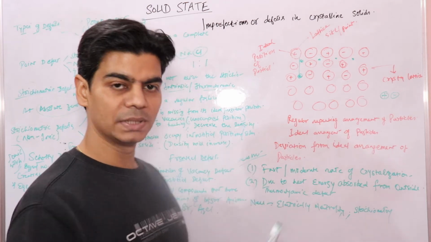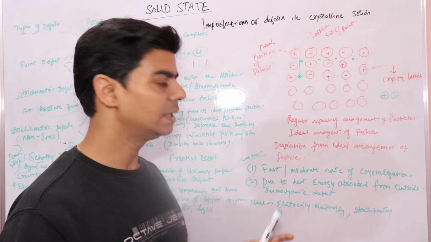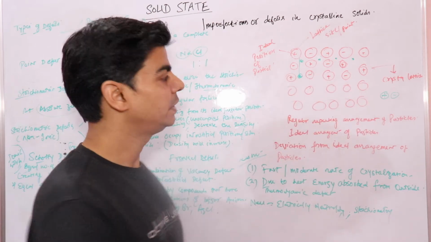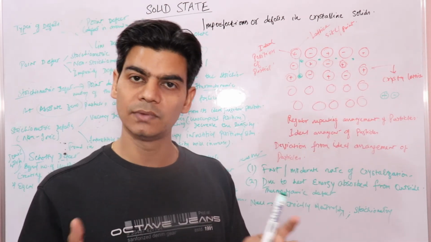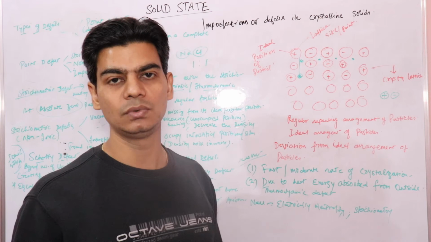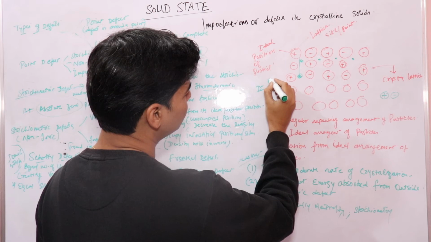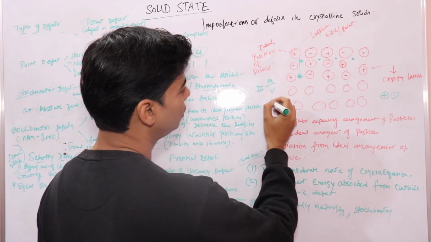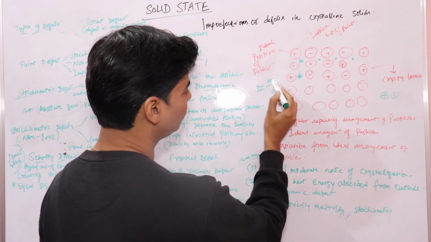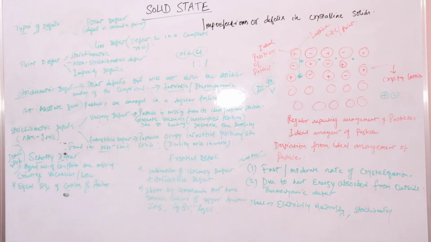So when particles would be missing, it will make them less dense, less closely packed, right? Because the high density of ionic solids is due to close packing of these particles. So when some particles would be missing, the close packing of particles would reduce. That will reduce the density, right? Or you can also see from this, density is equal to mass per unit volume. So if this particle is missing, that means a mass is missing. So less mass means less density. You can see it from that point of view also, right?